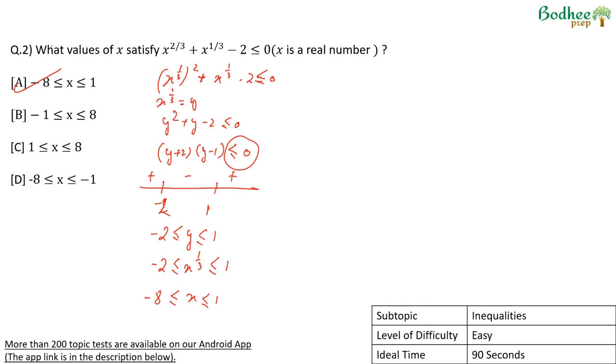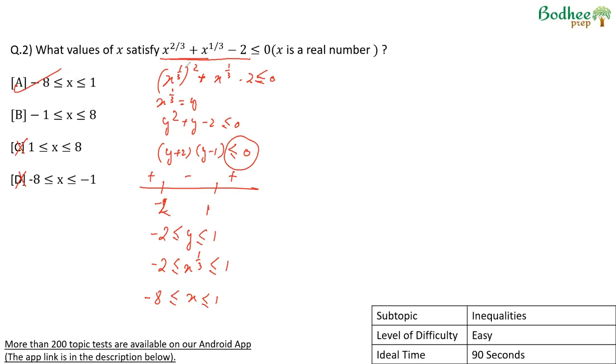Another way of doing this question in the exam is to simply put in the values. See, if I put x as 0, 0 raised to power anything is 0, so we get minus 2. So x is equal to 0 will satisfy this inequality. Now, in this range, x is equal to 0 is not present.